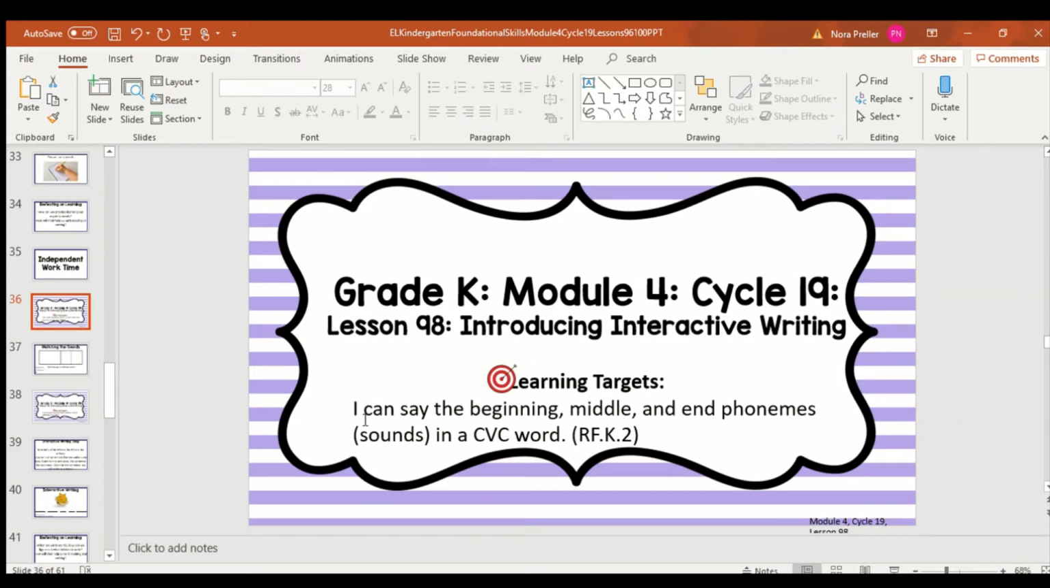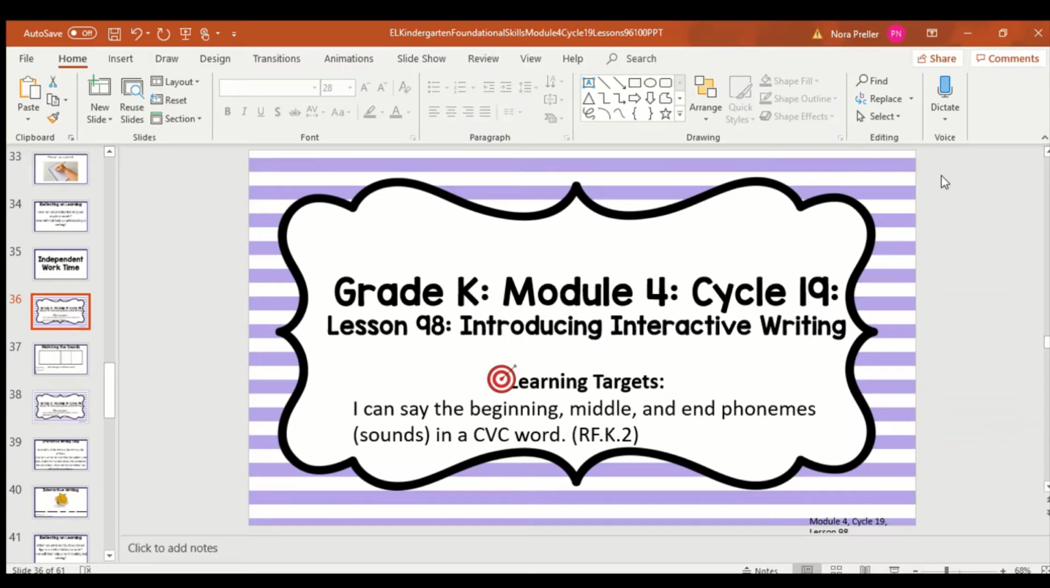Today our target is I can say the beginning, middle, and end phonemes, which means sounds, in a CVC word. So we're going to be listening for the beginning, middle, and ending sounds in words. For today's lesson you are going to need that whiteboard and dry erase marker that we sent home in the mail. If you don't have that, you can use a pencil and paper instead.